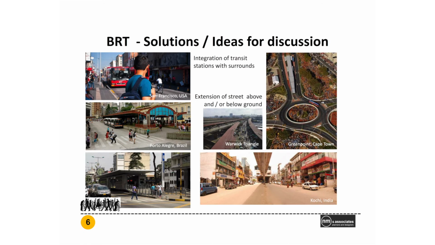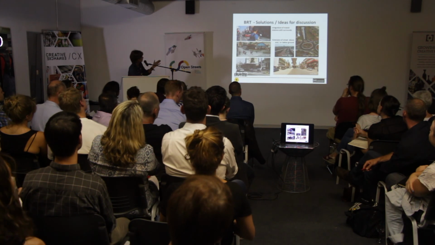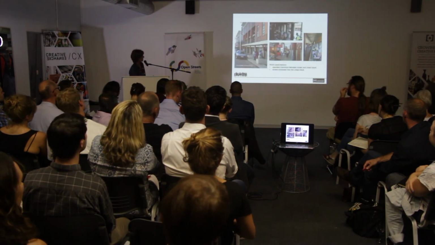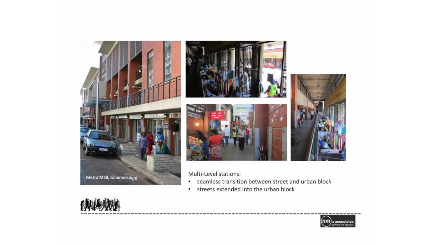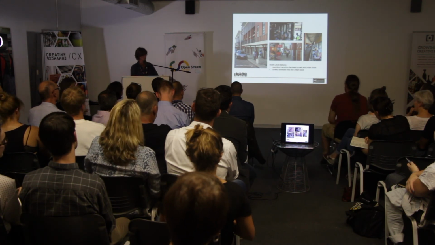And then the images on the left are just, optimally it would be better to get these transit stations to be more integrated. And maybe that will happen in time. And the other key idea or solution is this idea of the multi-level stations, and Metro Mall is a fantastic example of that. It offers seamless transition between the street and the urban block, and the streets are literally extended across and into the development. There's also obviously great integration between land use and transport in that case.